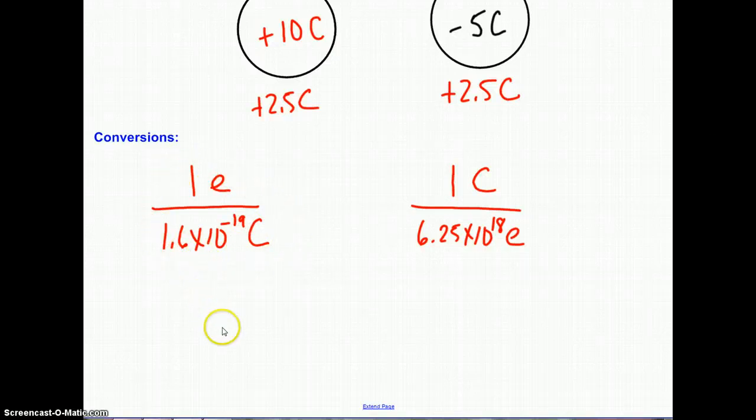It was also decided that a coulomb of charge would be designated as a unit to represent a larger number of elementary charges. And that is 1 coulomb is 6.25 times 10 to the 18th elementary charges. You could actually use either one of these to convert from elementary charges to coulombs. Most remember that 1 elementary charge is equal to 1.6 times 10 to the negative 19 coulombs, simply from the emphasis on the Millikan oil drop experiment.